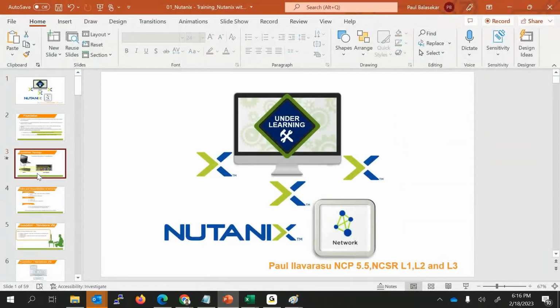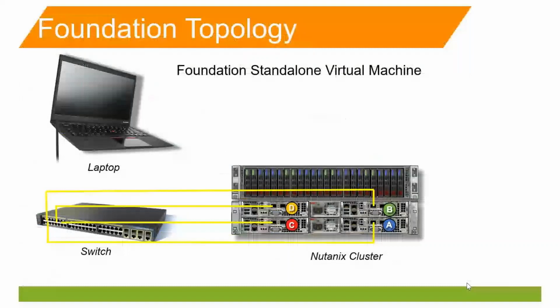So connectivity wise, this is how you have to connect. You have a laptop. On this laptop you have installed the foundation, standalone foundation. It is a virtual machine. To install a virtual machine you need the hypervisor, so you take Oracle VirtualBox, and it is connected to the switch, and all your servers are also connected to the switch.